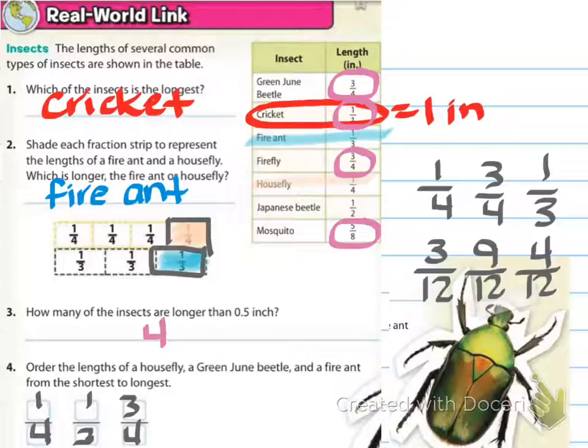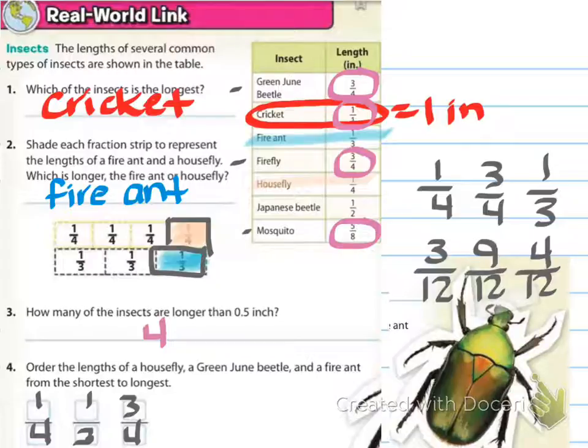All right, then how many of the insects are longer than 1/2 of an inch? 0.5 is 1/2. You have to remember that. So I just went through and I circled the ones that were bigger than 1/2. So 3/4 is bigger than 1/2 because I knew 2/4 is 1/2, so 3/4 is bigger than that. So that's where I got this one and this one, the June bug and the June beetle and the firefly. Which, if you guys have never seen a firefly, they are so pretty. I love them. And then the mosquito, 4/8 would be 1/2.